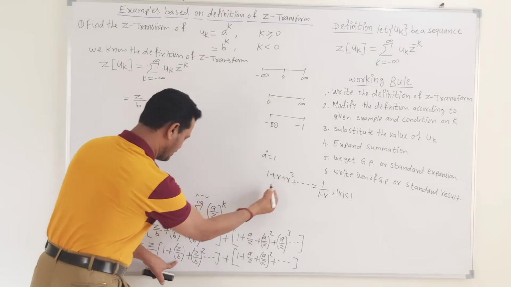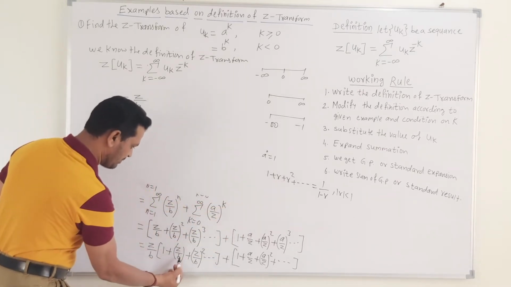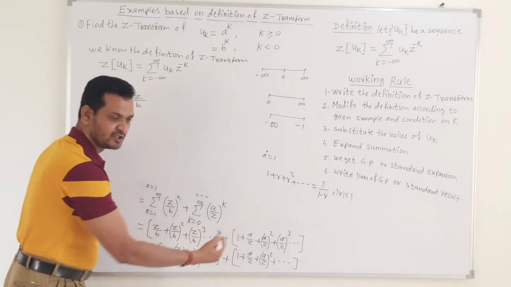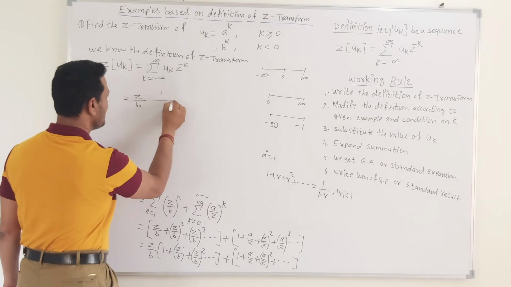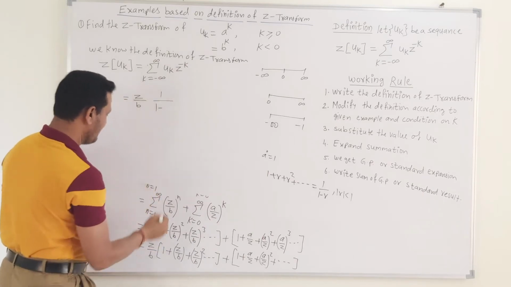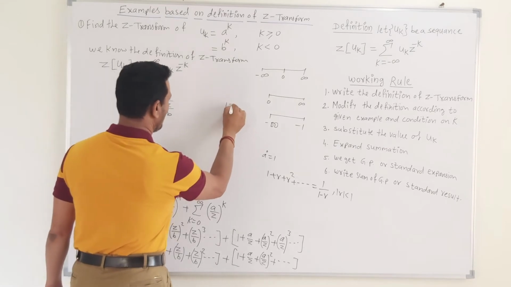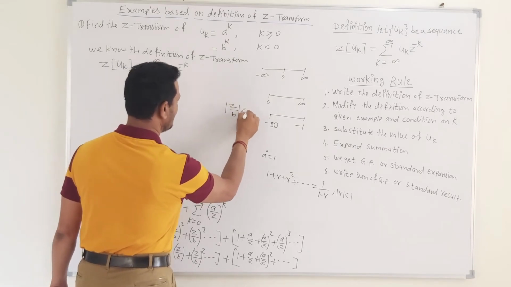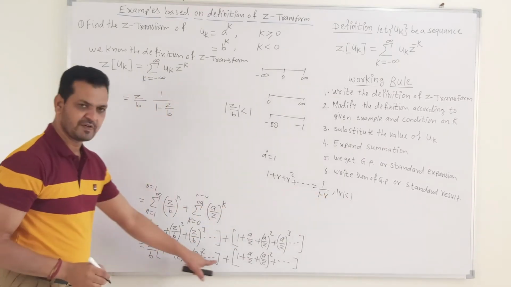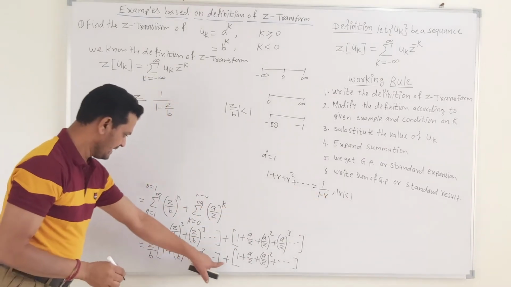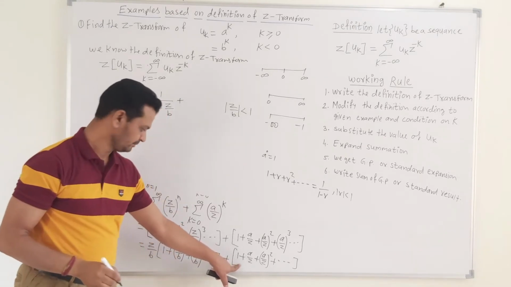So if we compare this geometric progression concept with this term, then the value of r is z upon b, this is r square and so on. So its sum is 1 upon 1 minus r, so we can write this as 1 upon 1 minus z upon b, where the mod of z upon b is less than 1 according to this condition.